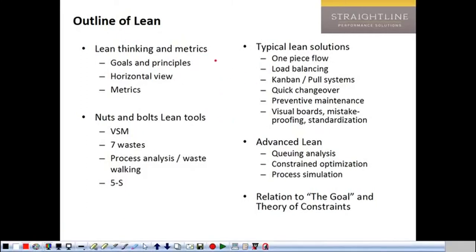So we'll talk about today some of the goals and principles. We'll talk about some of the metrics, and then we'll spend a good amount of time talking about the nuts and bolts tools and the typical Lean solutions. That's what we're going to talk about today. We won't be talking about The Goal. We won't be talking theory of constraints. We won't be talking about constraint optimization, queuing analysis, or process simulation.